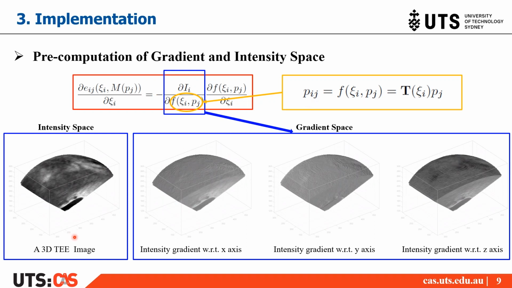The example here is a 3D transesophageal echocardiography image. A 3D TE image is a type of ultrasound image which is widely used in the clinical field. These are the intensity space of the 3D TE image and its three corresponding gradient spaces.